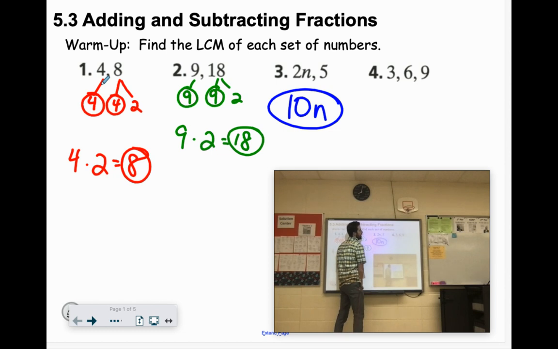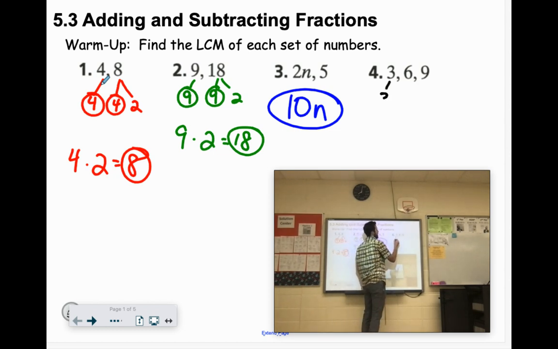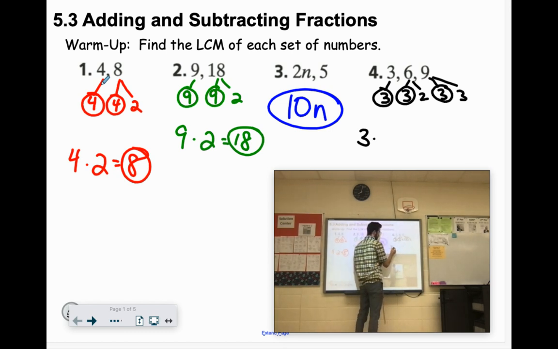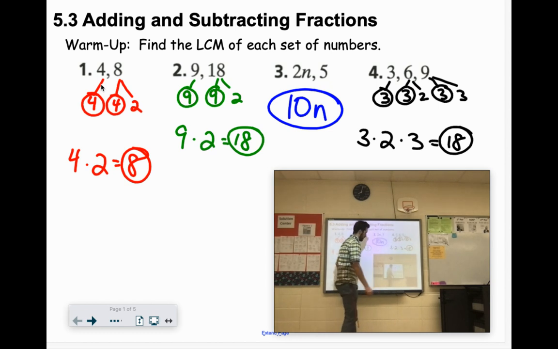3, 6, and 9, they have a 3 in common. 3 times 2. 3 times 3. They have a 3 in common, bring it down. All that we have left are 2 and 3. They don't have anything in common, so just bring them down. 3 times 2 is 6, times 3 is 18. So 18 would be the lowest common multiple.